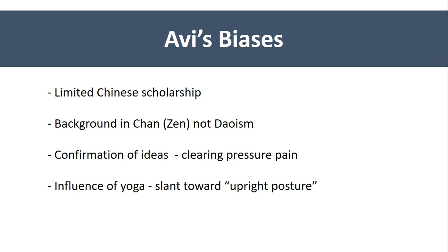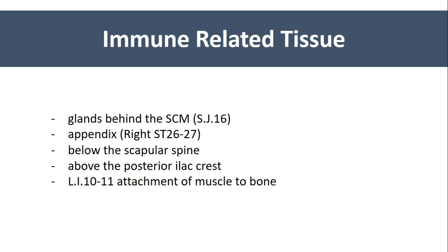My own map is strongly influenced by concepts that were unlikely to have been discussed in this way in the Han Dynasty. For example, I see certain tissues or parts of the body as related to immune issues. Those will include the glands behind the SCM, the neck glands, the appendix area, the lymph of the abdomen, which will be right stomach 26-27, the tissue below the scapular spine, and the tissue above the posterior iliac crest, as well as the muscle attachment to the bone below the elbow, large intestine 10-11 area.